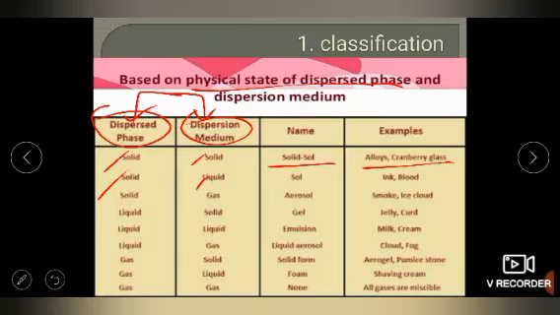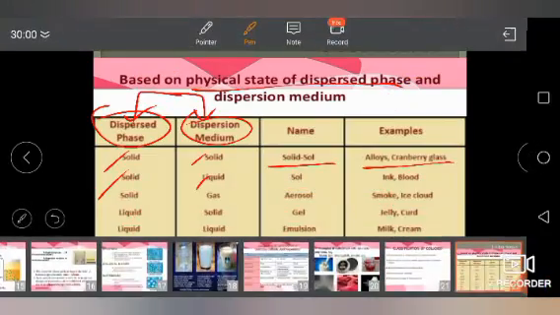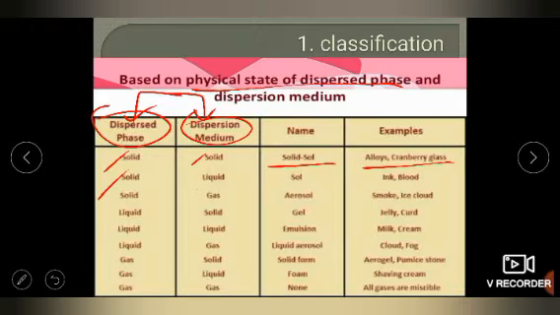Solid in liquid, sol, so ink and blood is the example. Solid in gas, aerosol, smoke and ice cloud is the example. Liquid in solid is gel, so jelly is an example. Liquid in liquid, emulsion, this is very important, emulsion, milk and cream is an example. Liquid in gas, liquid aerosol, cloud, fog is an example. Gas in solid, aerogel is an example. Gas in liquid, foam, shaving cream is an example. Gas in gas, all gases are miscible.